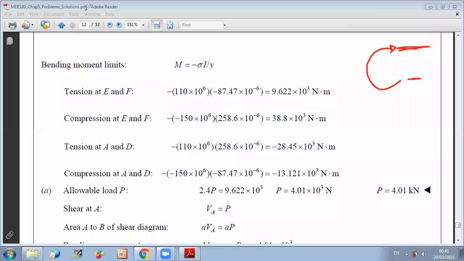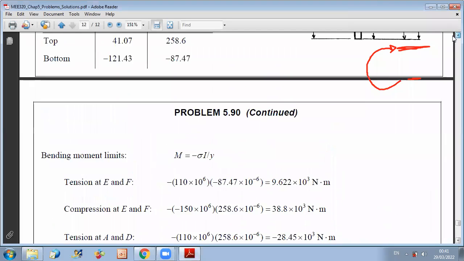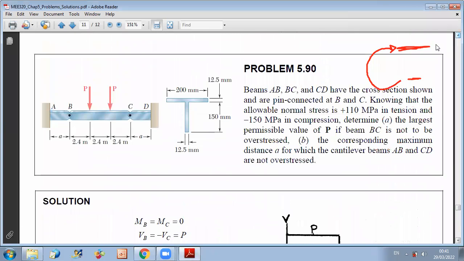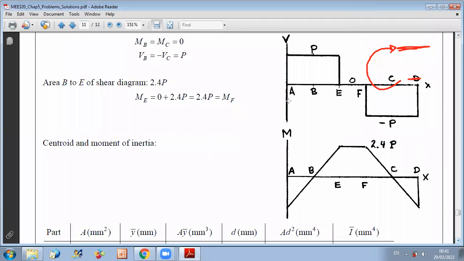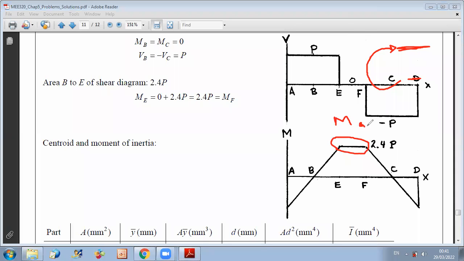So if you go back to your figure, you have that this is my top, this is my bottom, okay, and points E and F, points C and F here correspond to maximum positive moment. So this is maximum positive. And you have also a maximum negative moment, which in absolute value is equal to P times A.